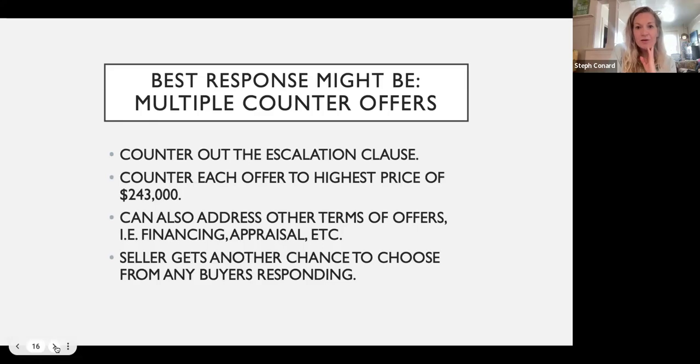But back to Joni's point. The best response might be to use a multiple counter offer. So you're going to counter those escalation clauses. You could counter each offer to the highest price of 243. You can also address the other terms of offers. Maybe you've got multiple offers that are pretty similar and could need a slight tweak of different provisions, and you might need to use a counter offer anyway. So it might be a better tool to use a multiple counter situation. And you know what? This is giving me an idea that we should probably go over multiple counters next month.